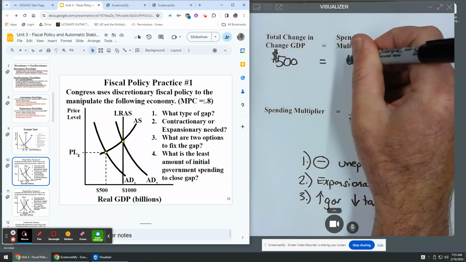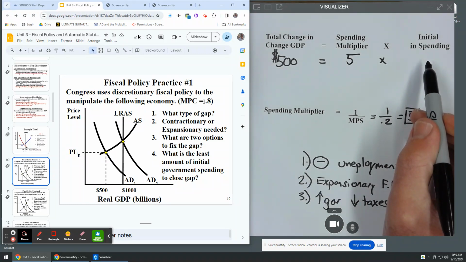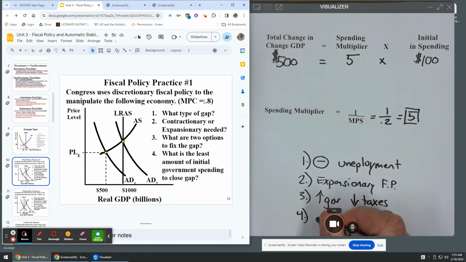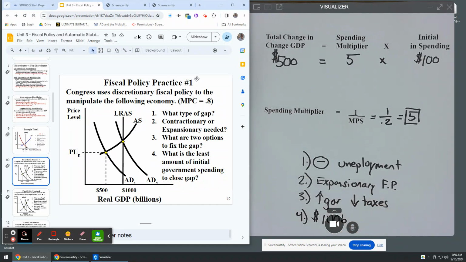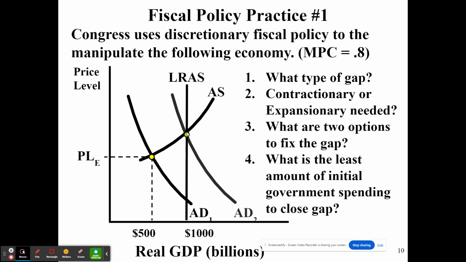So I can throw that right here. Now I'm solving for how much I have to increase my spending by. In this case, I'm going to have to increase spending by $100 billion to correct this gap. So now, if I was operating here and Congress increased government spending by $100 billion, it would get multiplied out in the economy and move us back to full employment output. We've corrected our high unemployment issue.